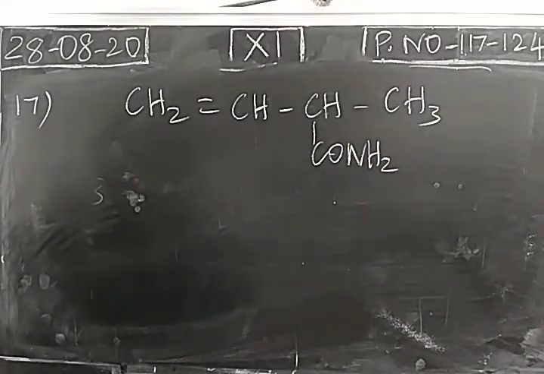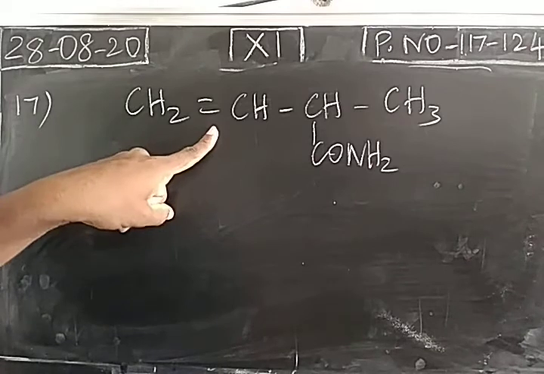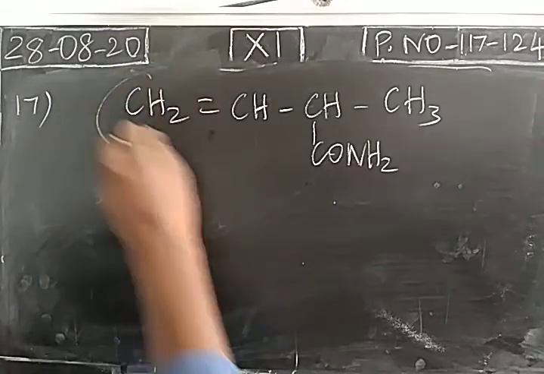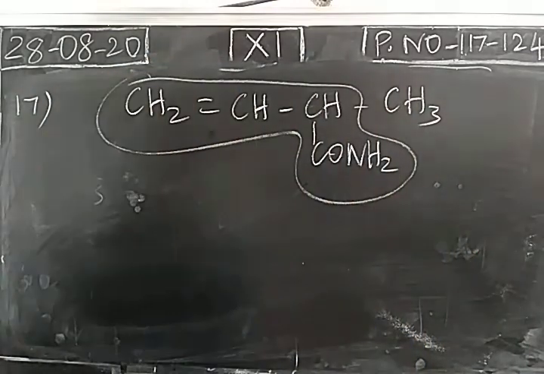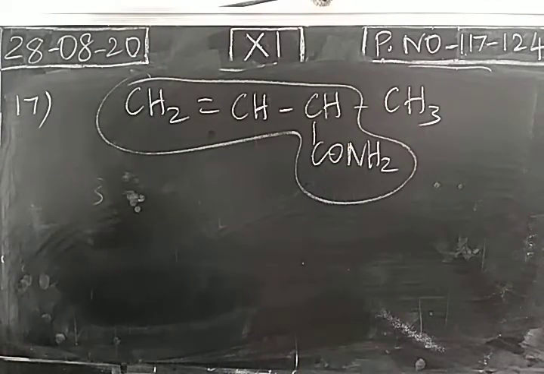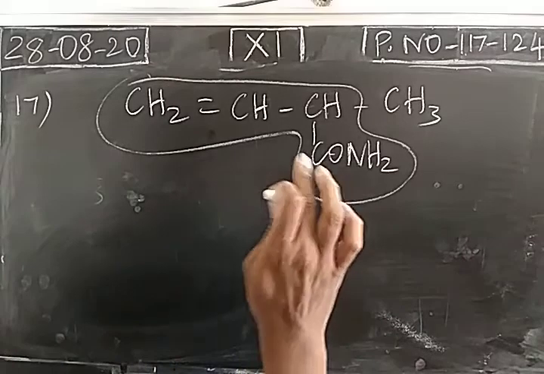So here we have an alkene double bond as well as an amide group. So this will have more priority. Comparing with the double bond, amide has more priority. So this is the correct method of selecting the longest chain, right? And this carbon should have the lowest possible number. This one.